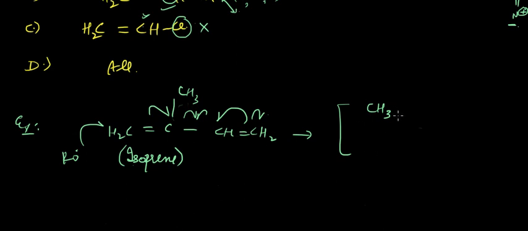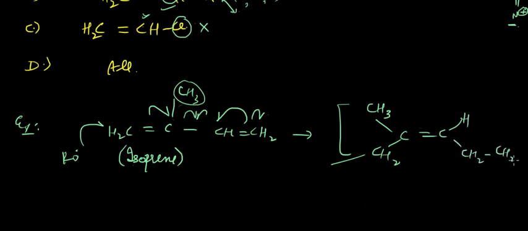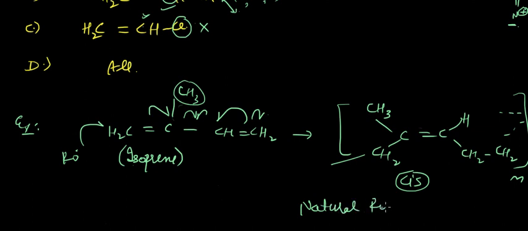So as a result we'll be getting something like CH3, this CH3 comes here, then this CH2, CH, CH2 and again CH2 and another molecule here. This is n times. So this is the cis product and it is natural rubber.